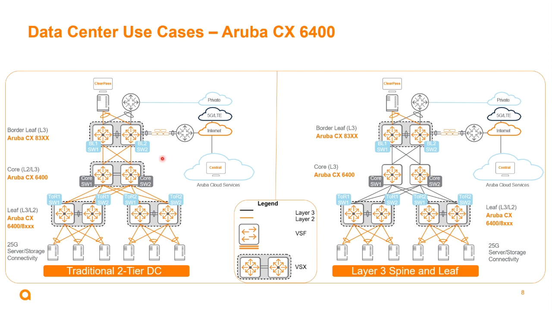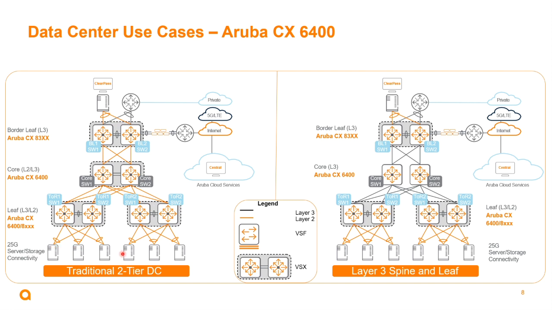So we can go to a traditional 2-tier DC. We can see that we have the 6400 here in the core in a virtual switching extension VSX configuration, and then further down in terms of the leaf of that 2-tier DC, we've got the 6400 or even 8000, but in this case 6400, providing VSX virtual switching extension, which then provides server connectivity with our 25 gig ports.